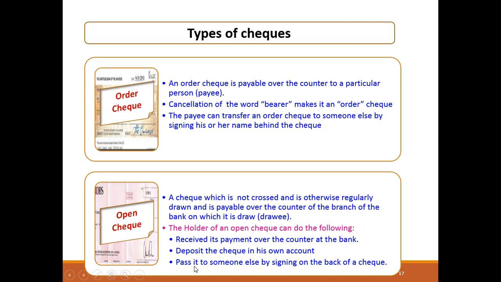Okay, and then they also can pass to someone else by signing on the back of the cheque. So lebih kurang sama macam order cheque kan. Okay, so cuma yang kena ingat, kalau order cheque kita akan potong, akan ada the cancellation of word bearer, so it becomes an order. Okay, tapi kalau open cheque, which is no cross, so tak ada cross, and it is payable over the counter of the branch of the bank on which it is drawn. Maknanya terus bayar je lah daripada bank yang kita pergi drawkan kita punya cheque.